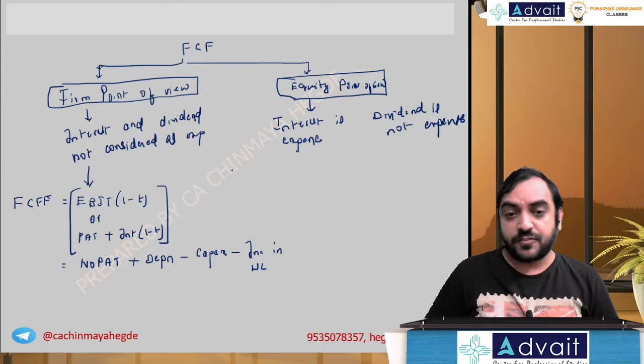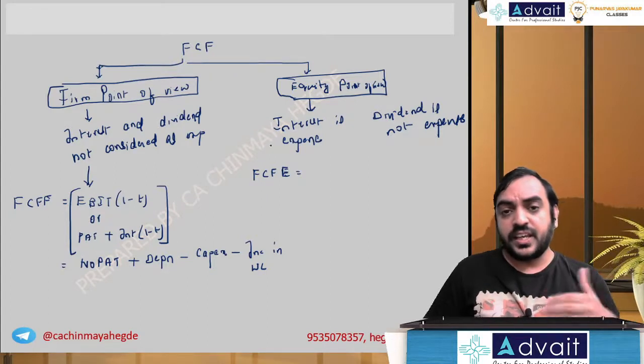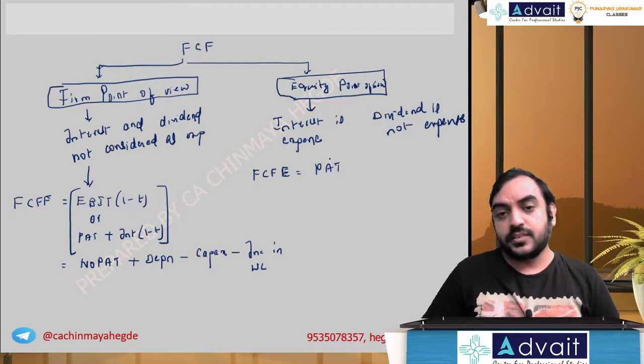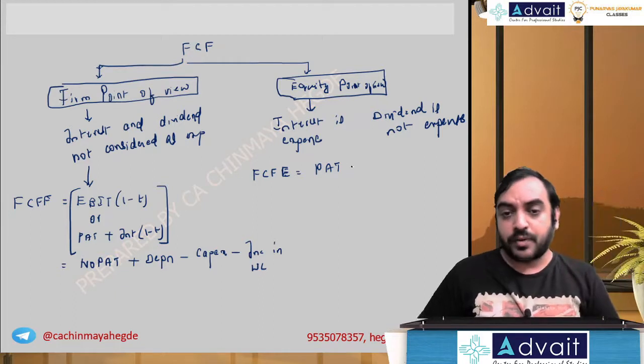This is FCFF. If I treat it from the FCFE point of view, free cash flow to equity, then I'll start from profit after tax, because interest also I have to subtract, plus depreciation, minus capex, minus increase in working capital.